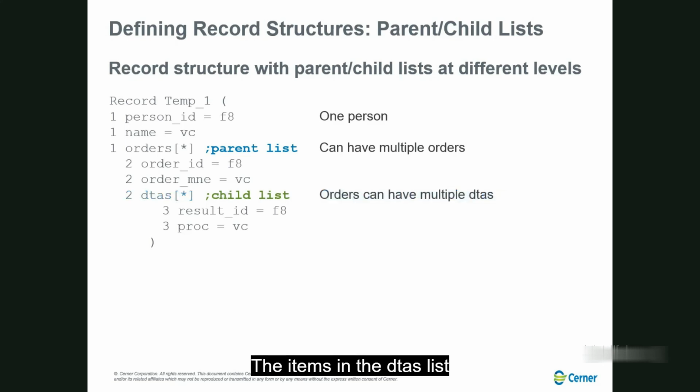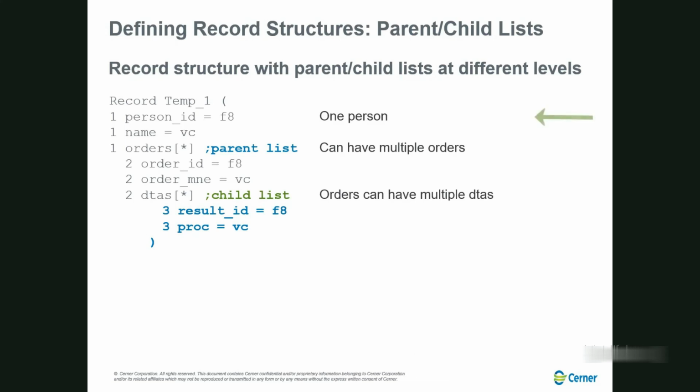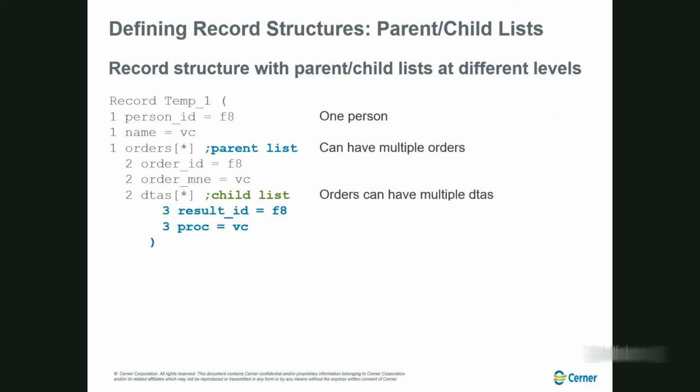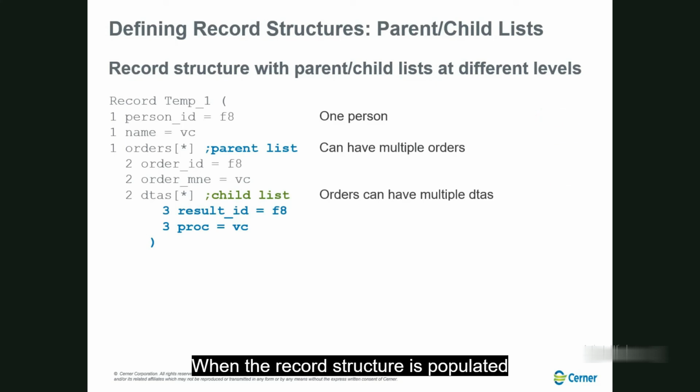The items in the DTA lists are defined at level 3 to show the relationship to the DTA list. The list will store the result ID that is equal to an F8 data type and the procedure name, which is a VC data type. So, one person can have multiple orders, and each order can have multiple DTAs. When the record structure is populated with this type of definition, conceptually, think of related data with a child list and its association to its parent.